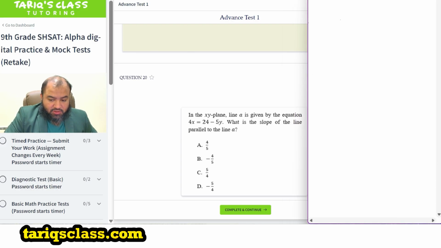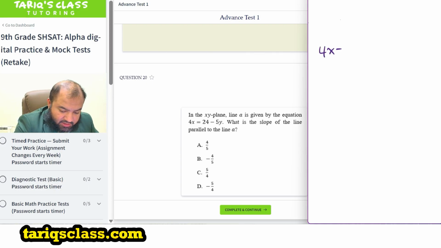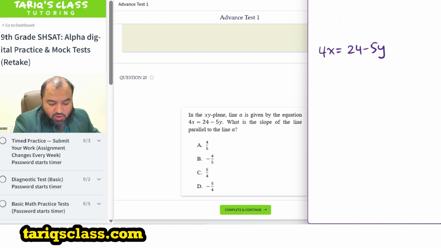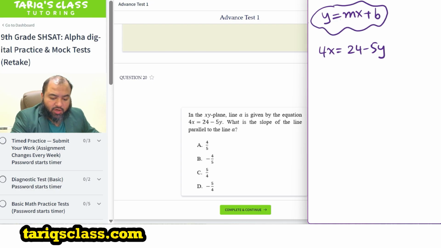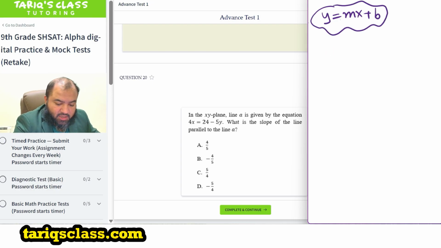So it says the equation of the line is 4x equal to 24 minus 5y. You should know by now the equation of the line is y equal to mx plus b. That's how it looks, okay? Let's talk about this part a little bit. m stands for slope, and b stands for y-intercept, right? And x and y are just the points.